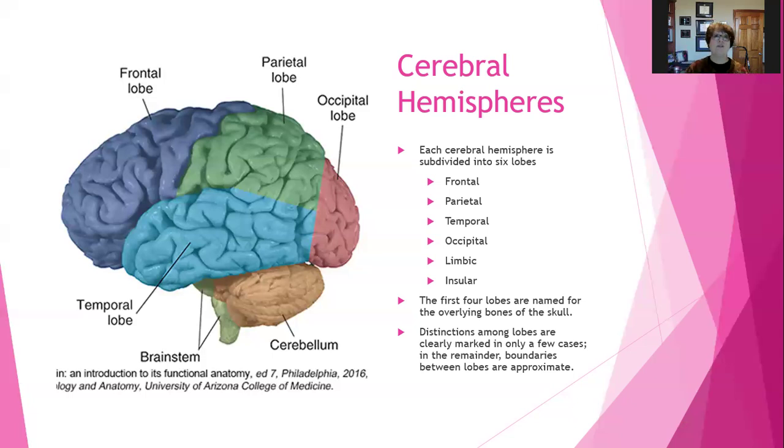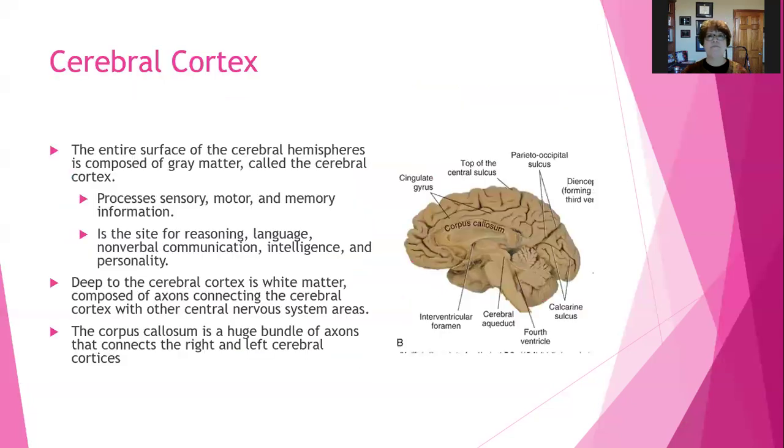Vision is in the occipital lobe. Sensory is in the parietal lobe. Hearing and some of the processing of speech and memory is in the temporal lobe. The frontal lobe does everything, like motor, memory, emotion, cognition, executive function, lots of stuff going on in the frontal lobe. So each one has its own individual functions, but we'll talk about that in more detail later.